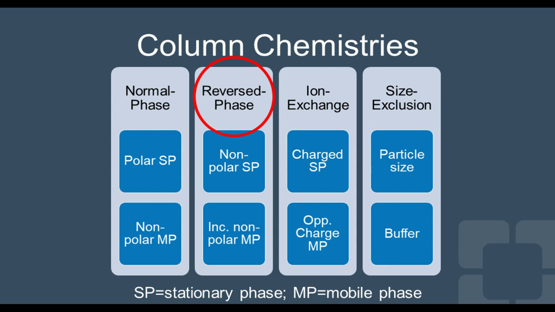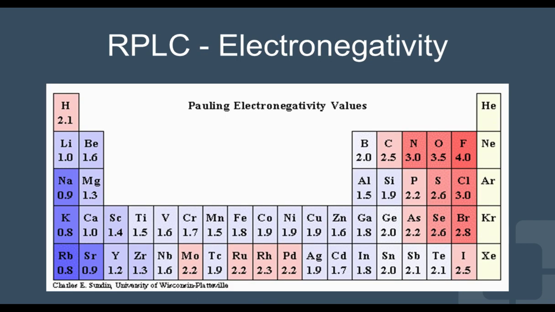So in the clinical laboratory, one of the most common column chemistries utilized is reverse phase. So very briefly diving into this, what are the polar and nonpolar phases utilized for reverse phase liquid chromatography?